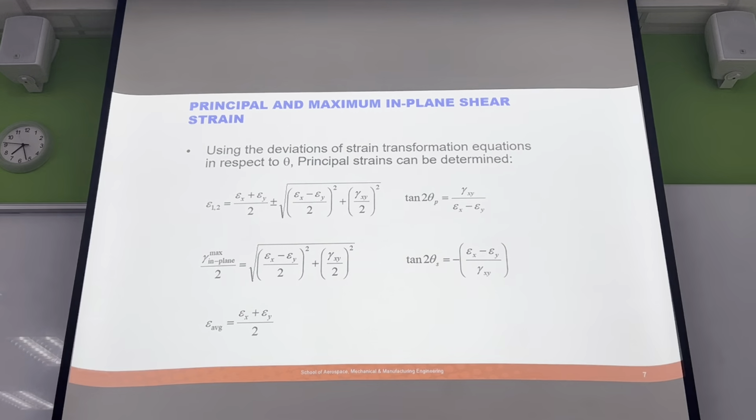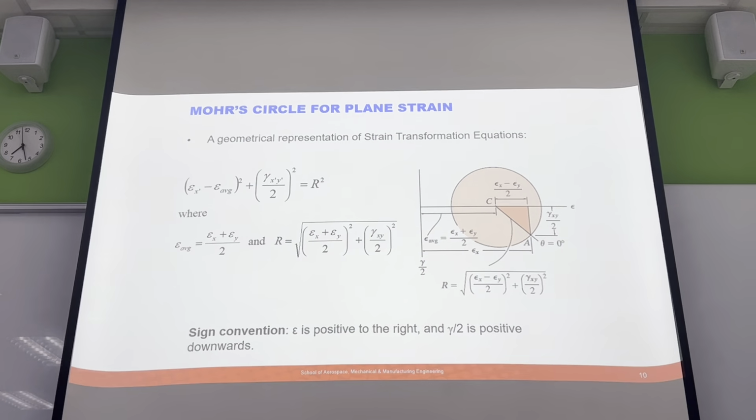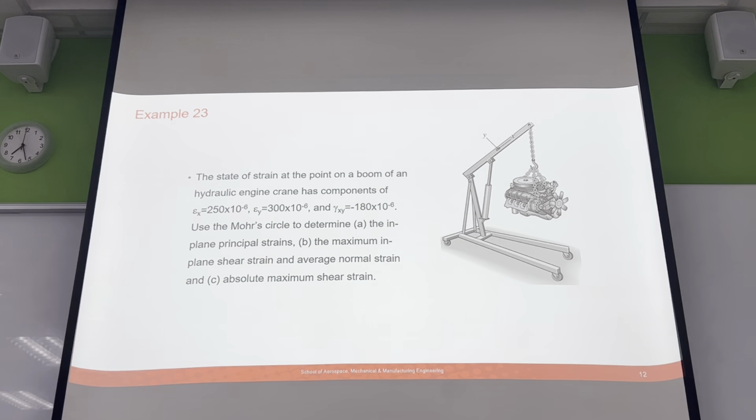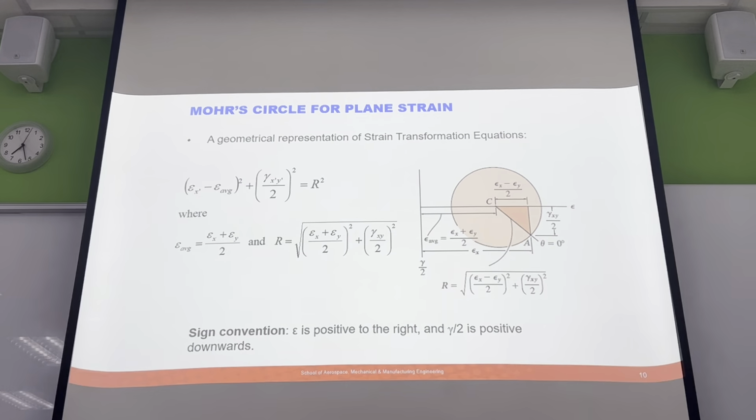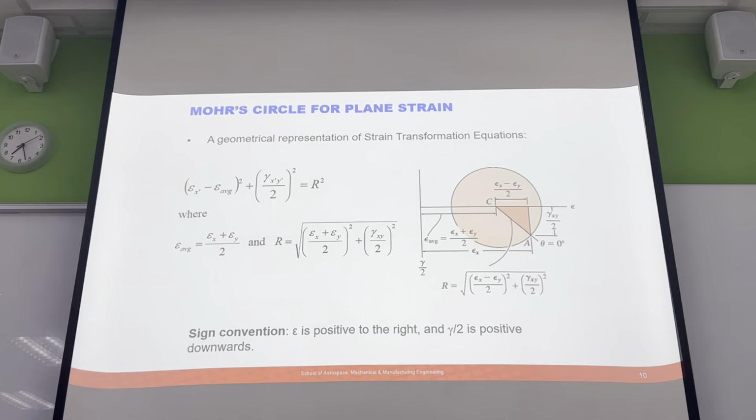You can do the same thing when you figure out the principal axes. Same equations, again, we're just replacing tau with gamma xy on 2. And you can do the same thing with Mohr's circles. The only thing again is that it's gamma on 2, not tau on 2, so exactly the same thing.